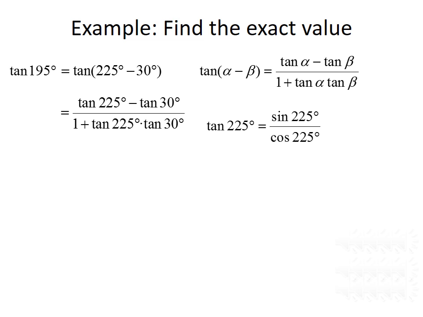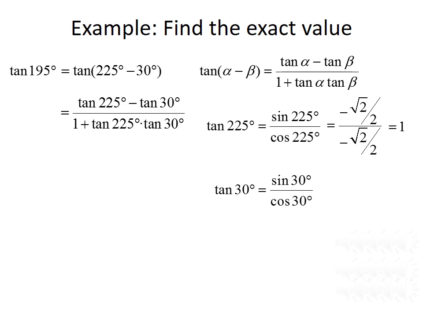We'll take a minute and figure out what these tangent values are using our unit circle. Remember, tangent of 225 will be sine of 225 over cosine of 225. Using our unit circle, we see that sine of 225 is negative root 2 over 2, and cosine of 225 is also negative root 2 over 2. So if we simplify that, the tangent of 225 will be equal to 1.